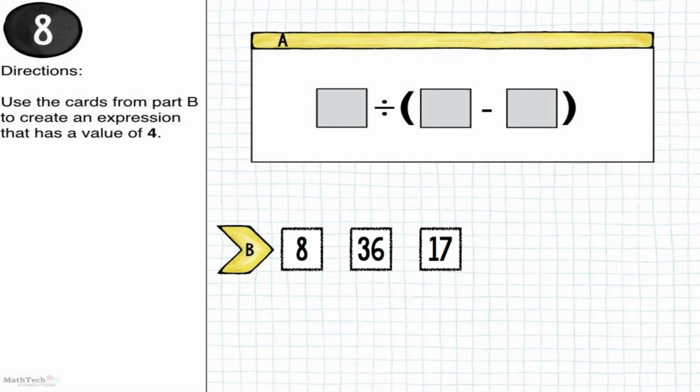So here's a little different one. Use the card from part B to create an expression that has a value of 4. So we're having to plug in numbers here. So we have parentheses, so we know we're going to do that first.